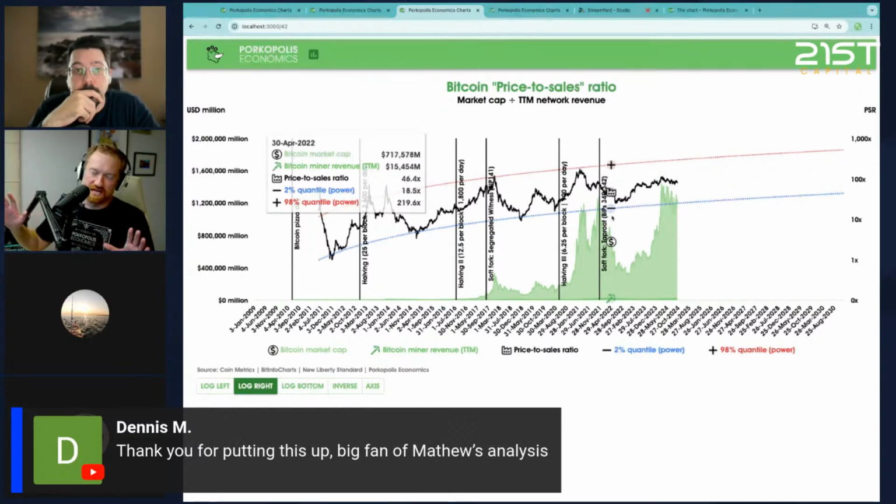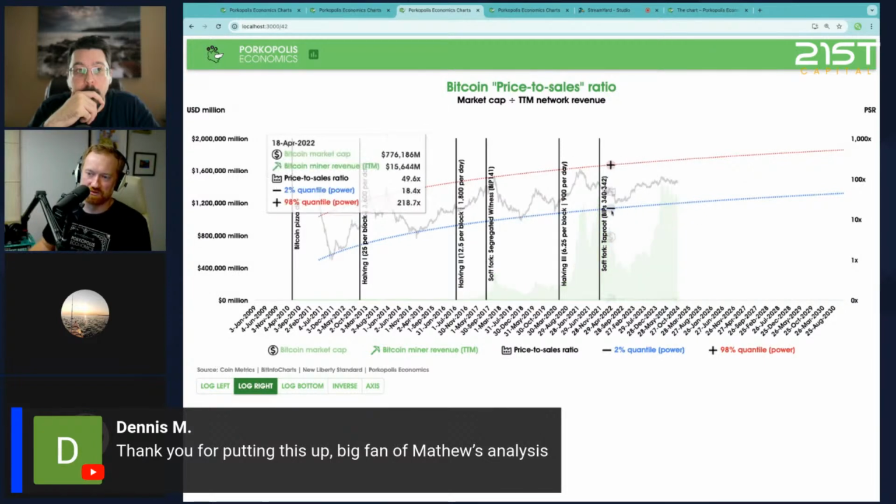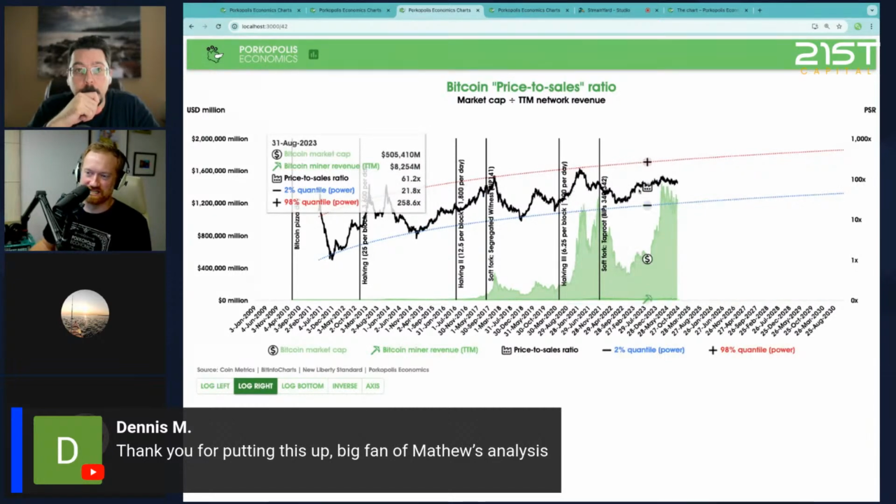So it's a very unique thing. Perhaps we could look at some other coins and compare, but I'm not really worried about it at the moment. This is obviously the premier price to sales ratio in the blockchain industry. And it's interesting that it's moving pretty much higher.